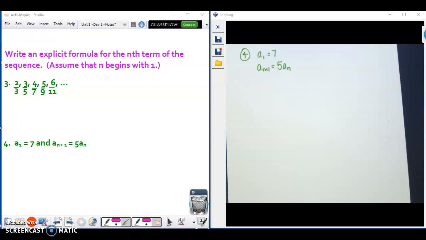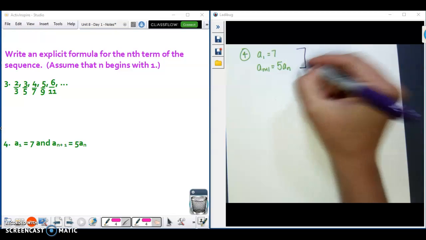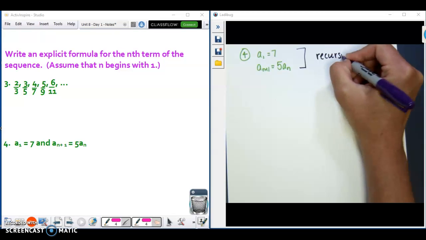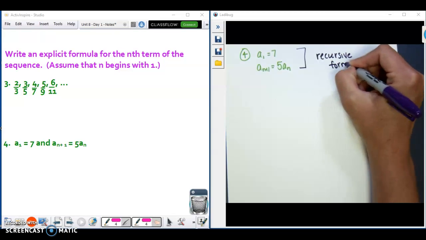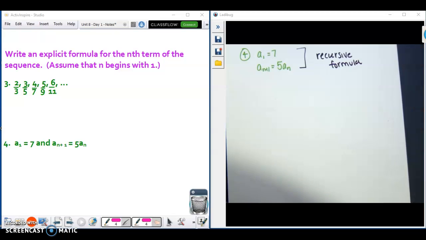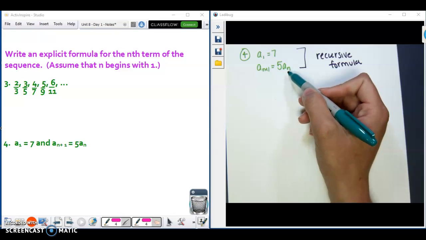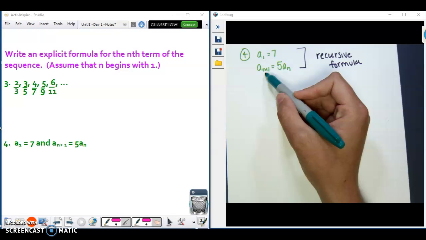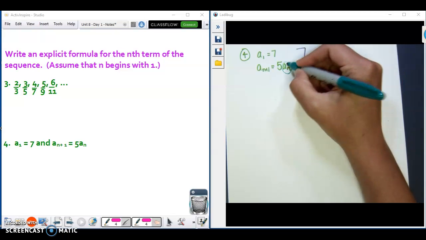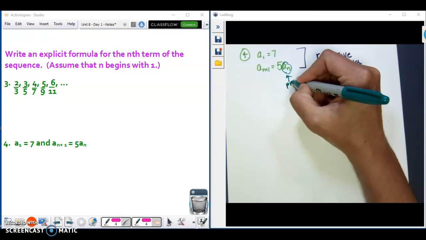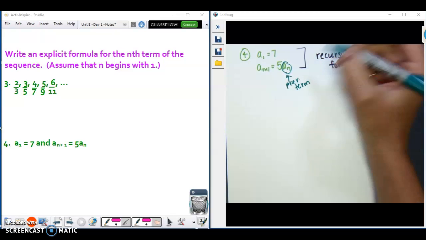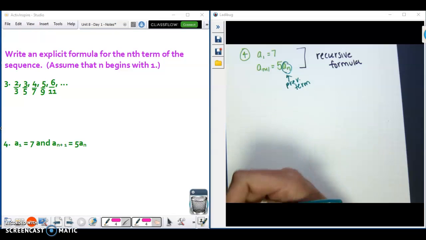Okay, so we're on number 4, so we're still trying to write an explicit formula. So remember, if it's arithmetic or geometric, we can refer to that formula sheet. They actually give us the recursive formula this time, and they wrote it a little bit different, which is nice because we can take a look at this. This says a sub n plus 1, and this says a sub n. A lot of times we saw the a sub n minus 1, but think about it, if this is a sub n plus 1, a sub n would still be our previous term. So they're saying you're doing 5 times the previous term.